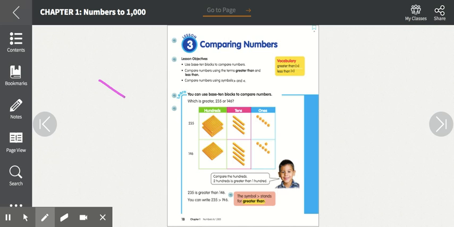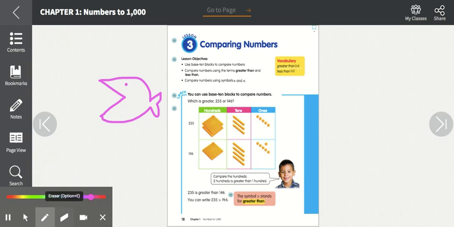You know, I like to draw my little fish. This is what my second grade teacher had. Mrs. Nelson was her name. Then when I was a kid, there was a really popular video game called Pac-Man. So I would also think of it as a Pac-Man that wanted to eat the larger numbers.